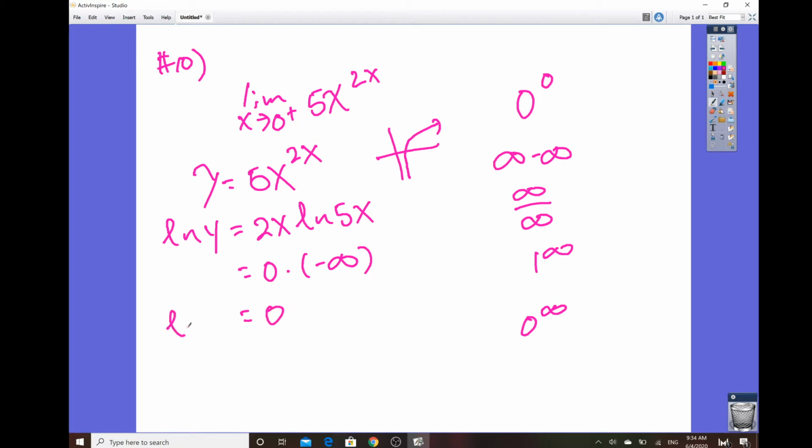So what we got here is natural log of y equals 0. Then we take the base e on both sides, so that means y equals 1. The conclusion for the limit as x approaches 0 from the right-hand side of 5x to the power of 2x is that eventually it's going to be 1. So this one is number 10.